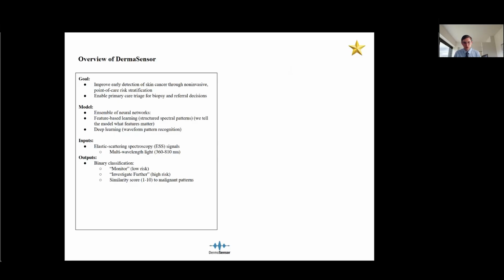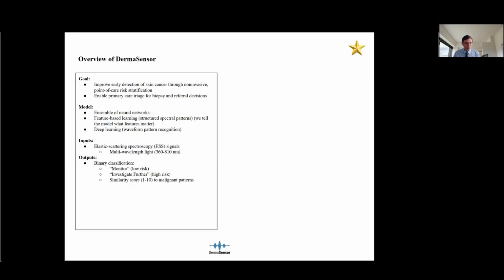So let's start with DermaSensor. This is going to be our black box model that was one of the first ones that was developed. The goal of this specific model is to improve early detection of skin cancer through non-invasive point-of-care risk stratification. And really what that means is that it wants to enable primary care providers to triage specific patients and skin lesions for biopsy and referral to the dermatologists.